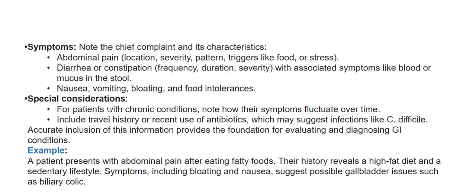Special considerations for patients with chronic conditions: note how their symptoms fluctuate over time. Include travel history or recent use of antibiotics, which may suggest infections like C. diff, or Clostridium difficile. Accurate inclusion of this information provides the foundation for evaluating and diagnosing GI conditions.